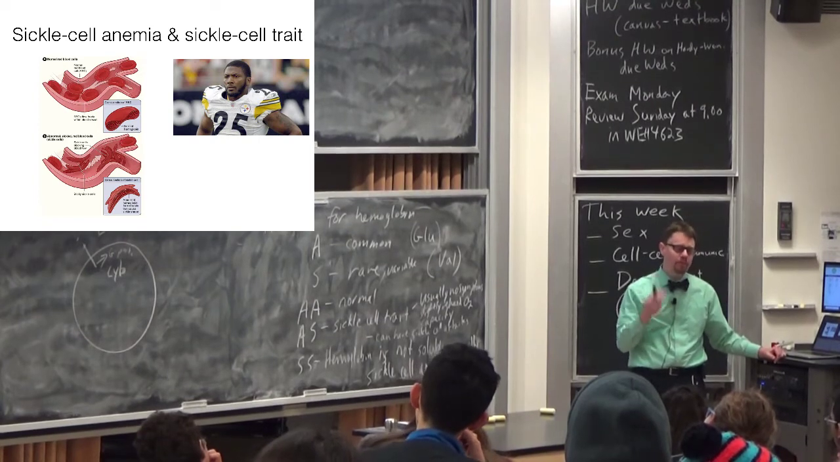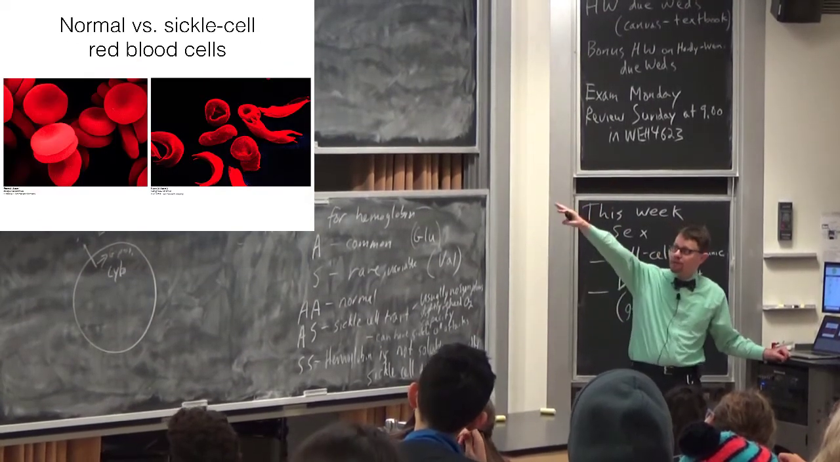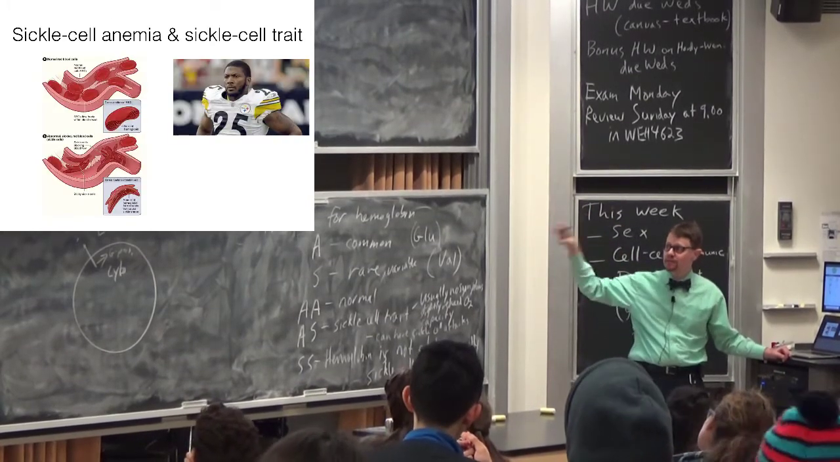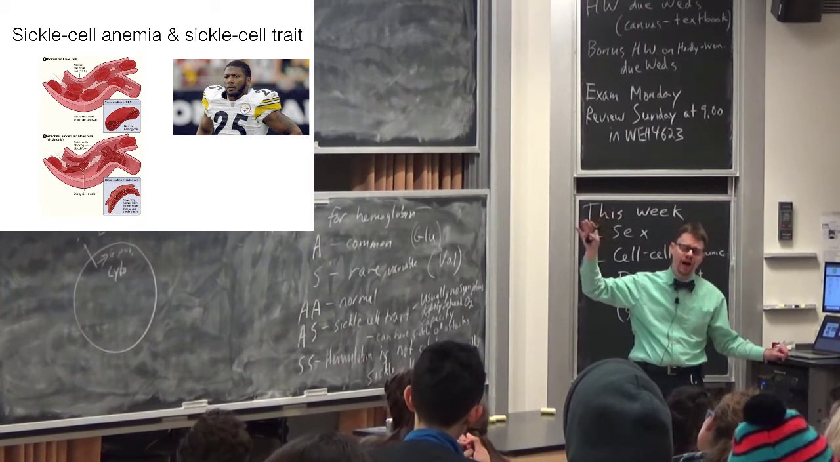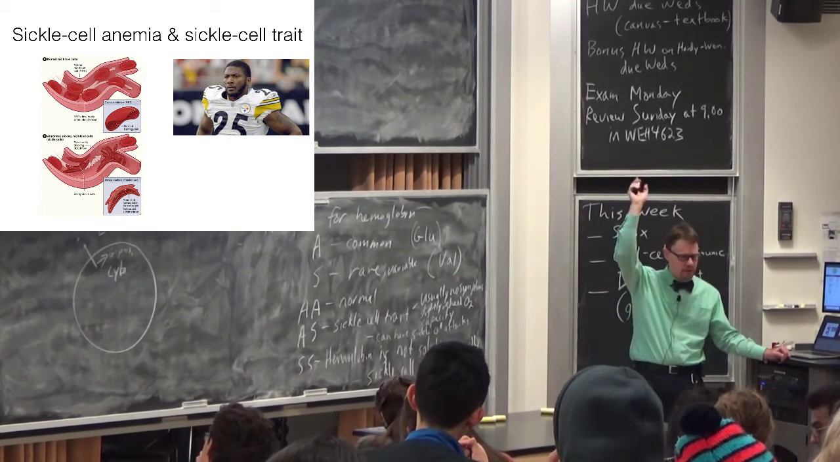The point being, with SS, your red blood cells are in trouble. They're dying all the time. With AS, your red blood cells are fine unless you put them under stressful conditions. Yeah. Other questions about that?